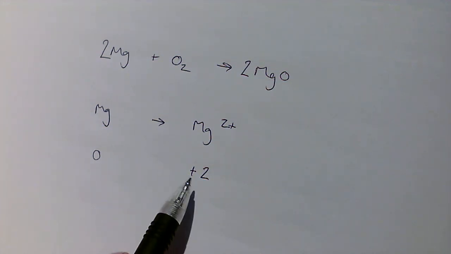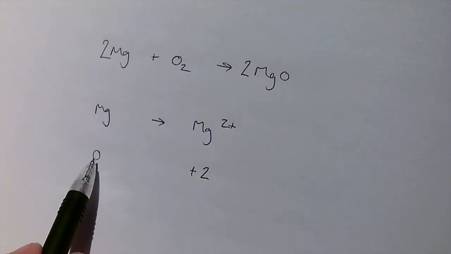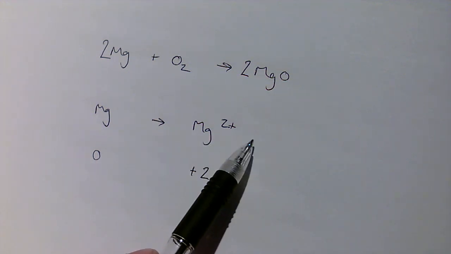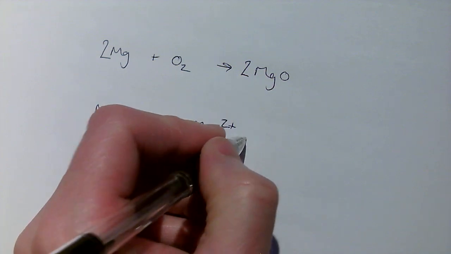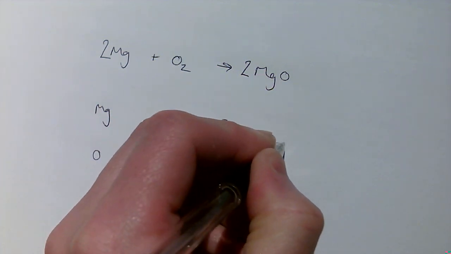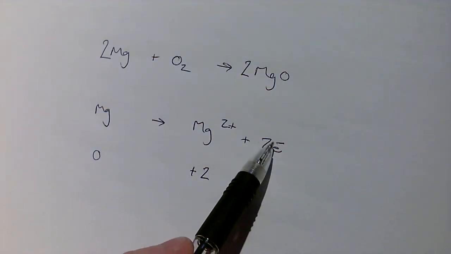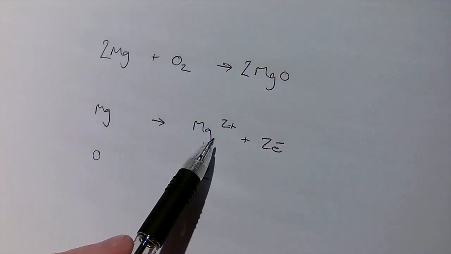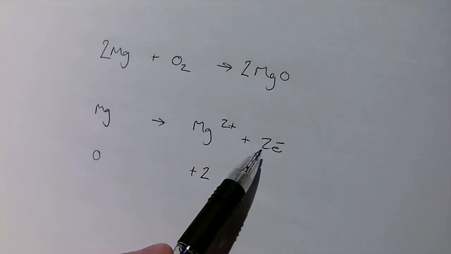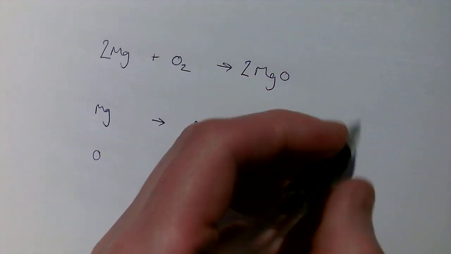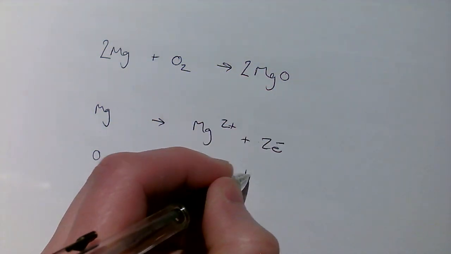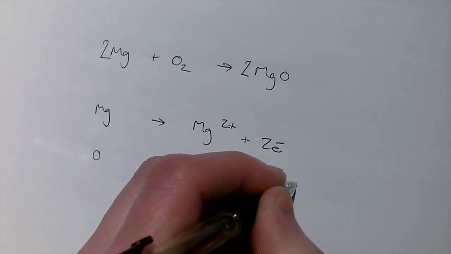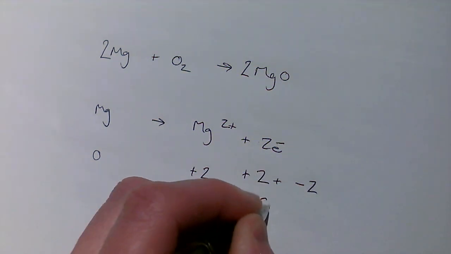So I can balance that. I need to get that +2 down to 0. So if I add 2 electrons onto this side, which are negative, then Mg2+, that's +2, plus -2, equals 0.